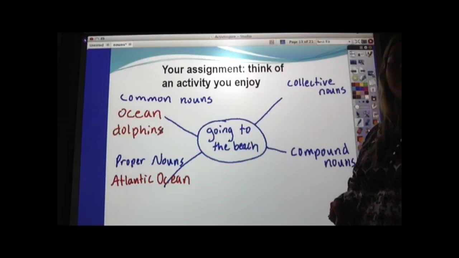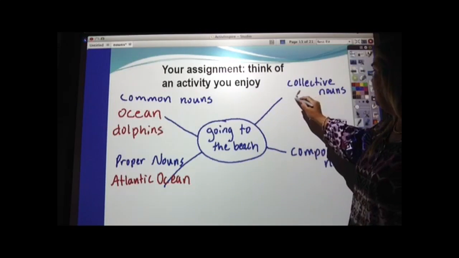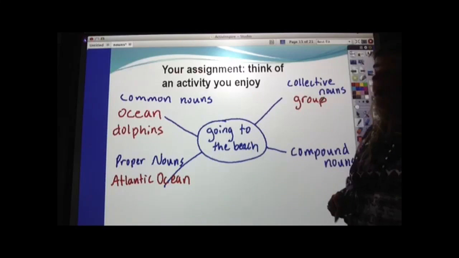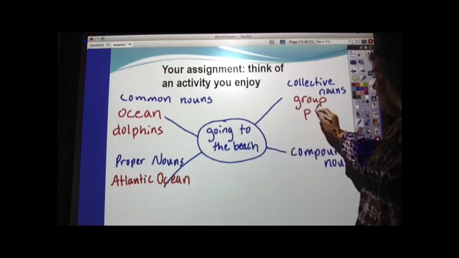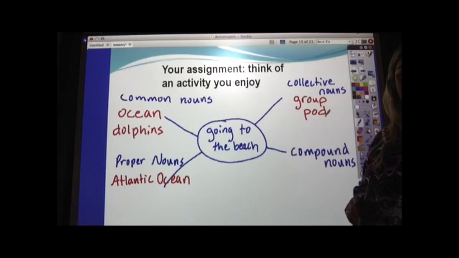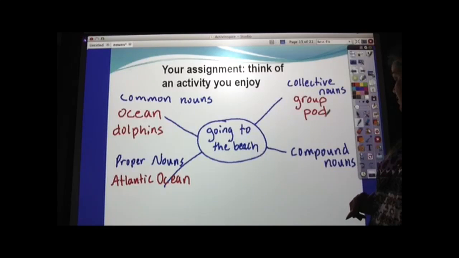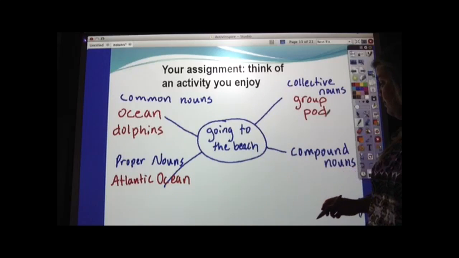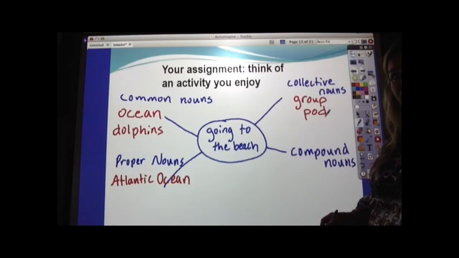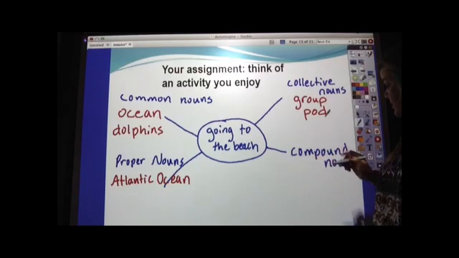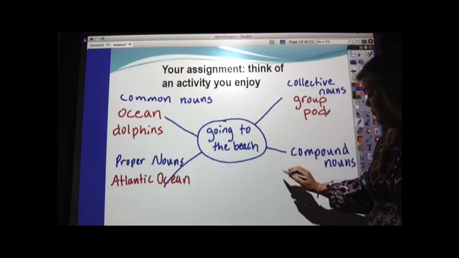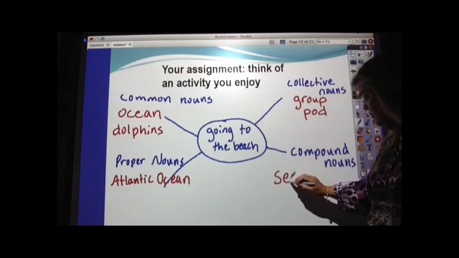Now what do you call a group of dolphins? Well, let's see, a collective noun would be a group. But a group of dolphins is technically called a pod. So that's a collective noun also. When I'm going to the beach, when I'm walking along the shoreline, I might see something that's a compound noun. Can you think of what it is? That's right, I might find some seashells.